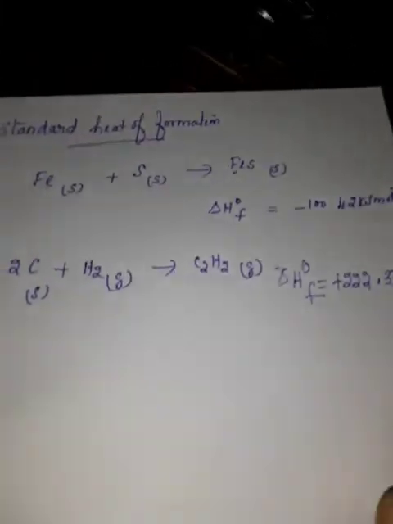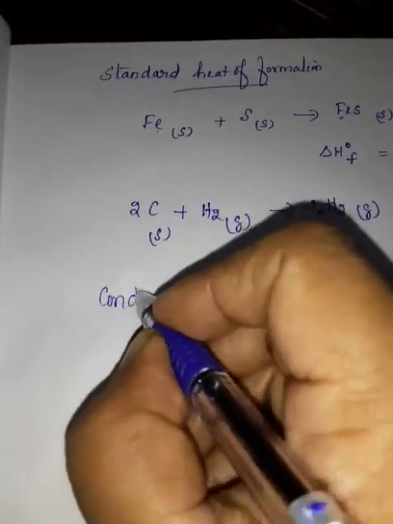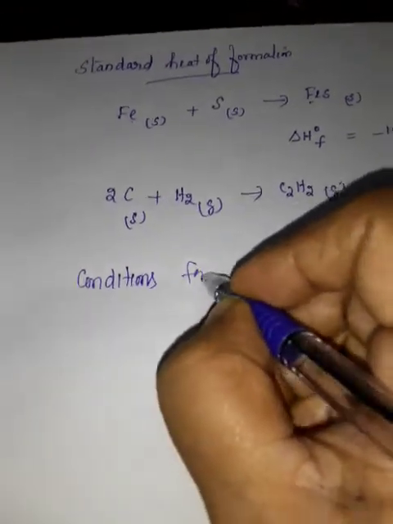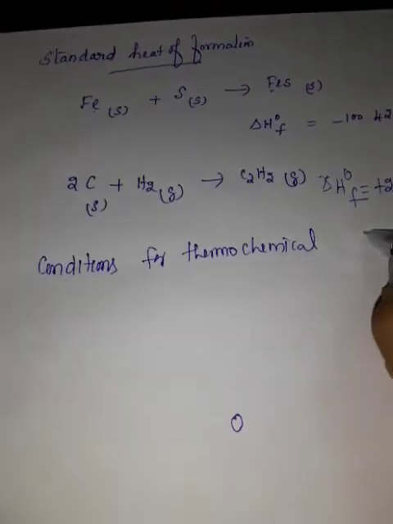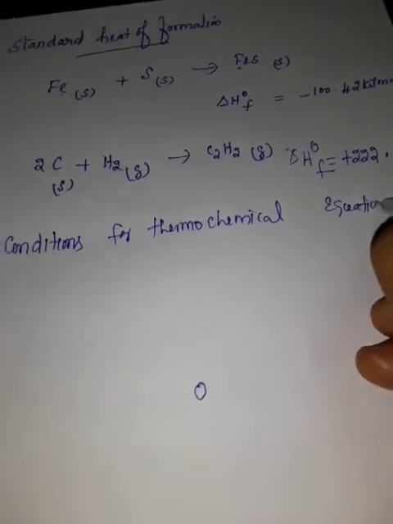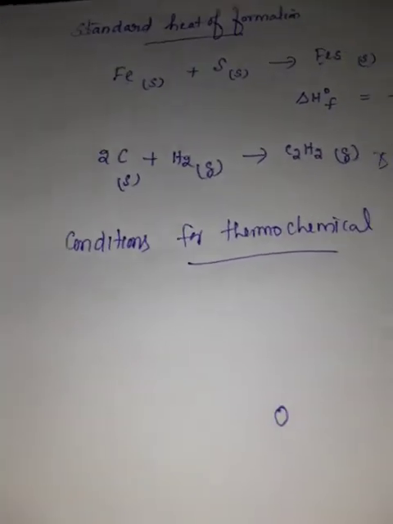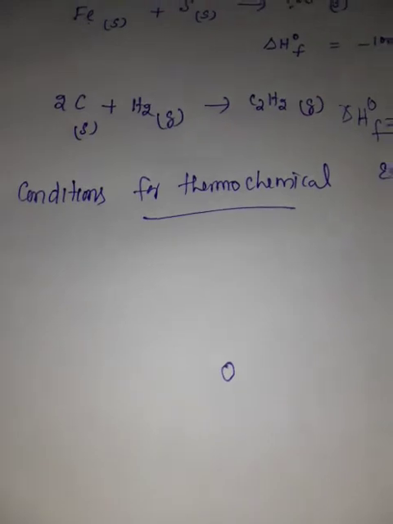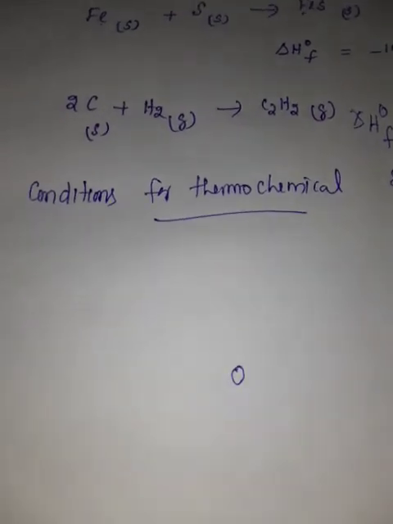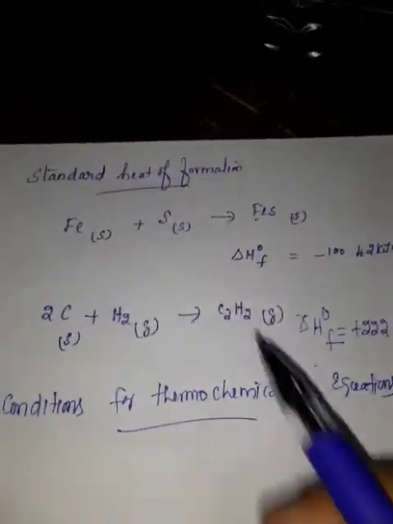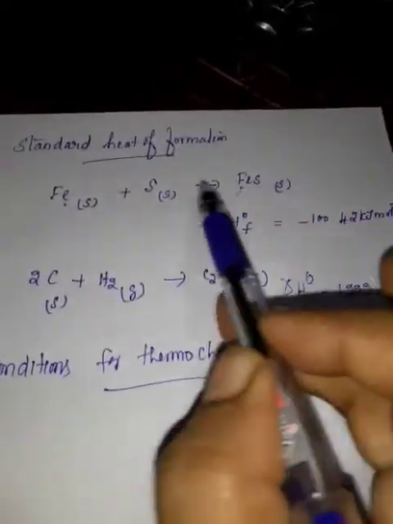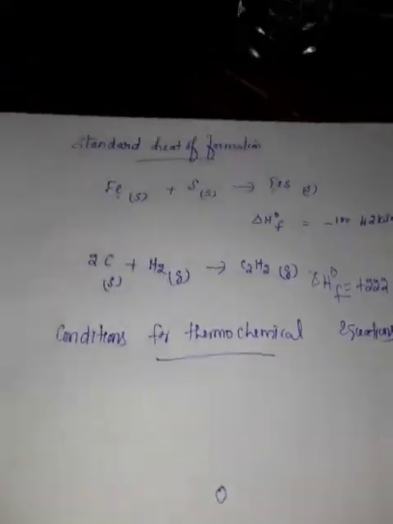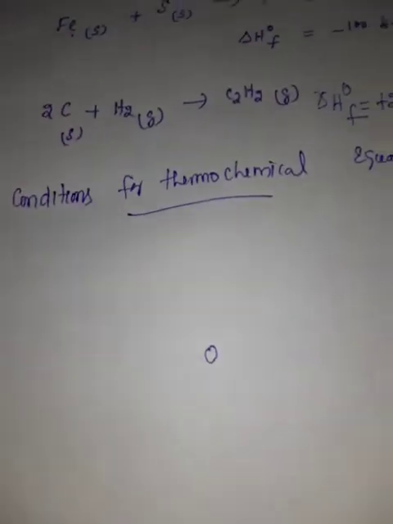Next, conditions for thermochemical equations. What are the conditions? A thermochemical equation is a balanced stoichiometric chemical equation. Balanced means both sides should be equal. Here one iron, here also one iron; one sulfur, one sulfur. So both are balanced. Both sides have an equal number of atoms, that is stoichiometric. It also includes the enthalpy change.